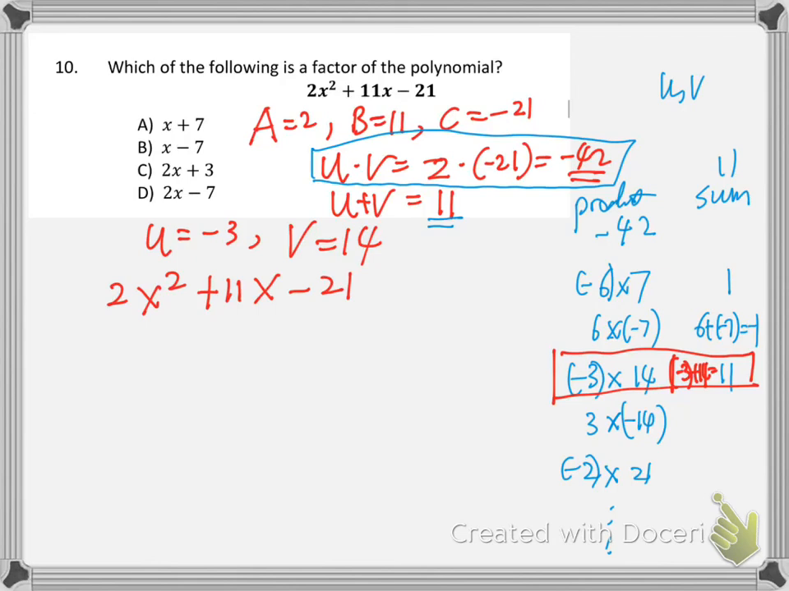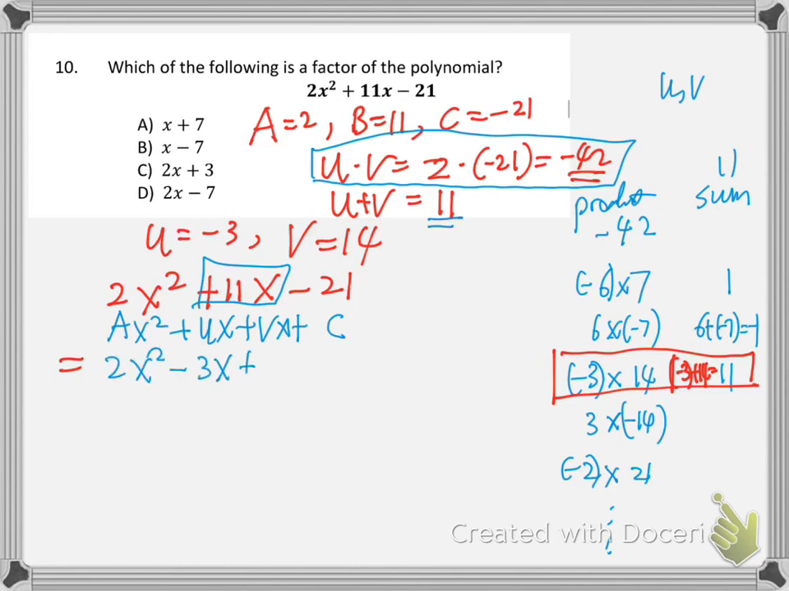So now we will rewrite the given quadratic polynomial to ax squared plus ux plus vx plus c. So we split the 11x. So we got 2x squared minus 3x plus 14x minus 21. So we have 4 terms now. We use grouping method to factor the 4 terms.